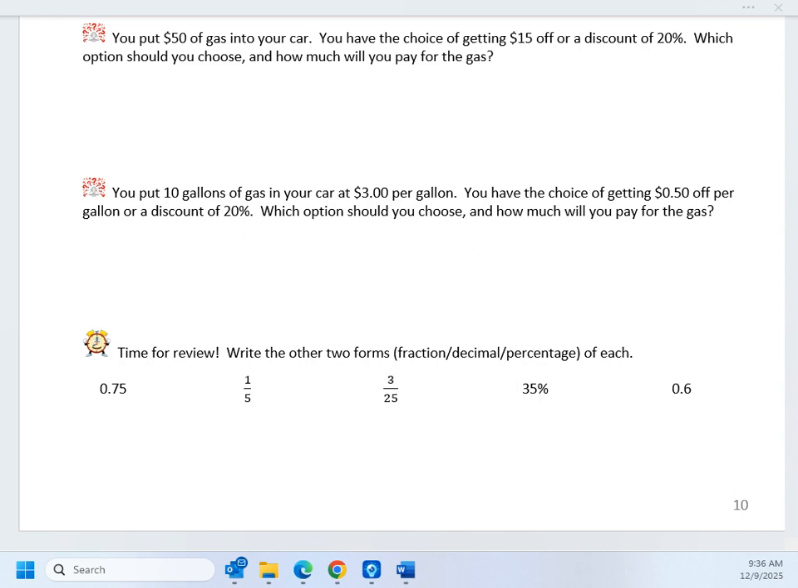So make sure you're answering the question, and then at the very bottom, you have to do your review, working with those fractions, decimals, and percentages. Any questions on this page?